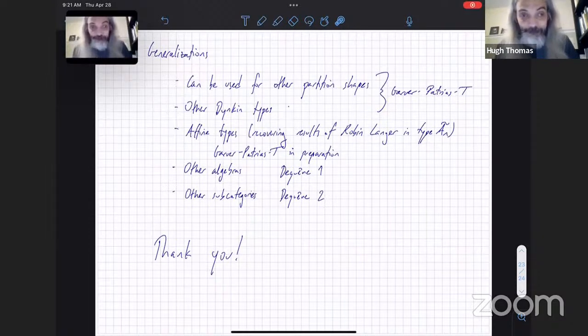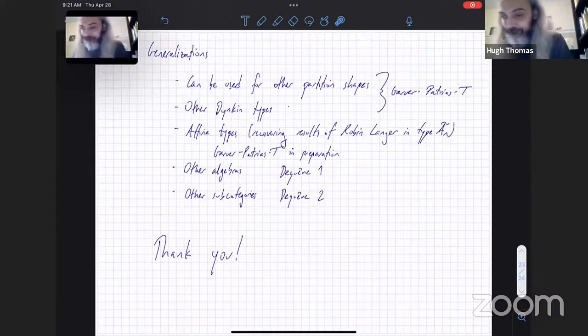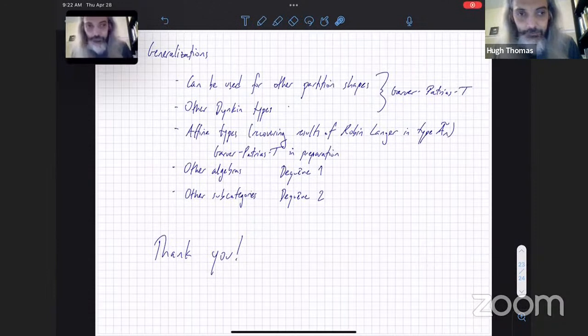Well, thank you, Hugh. I guess we can unmute and clap. And now maybe let's just see if there are any questions. You can just unmute yourself and ask.